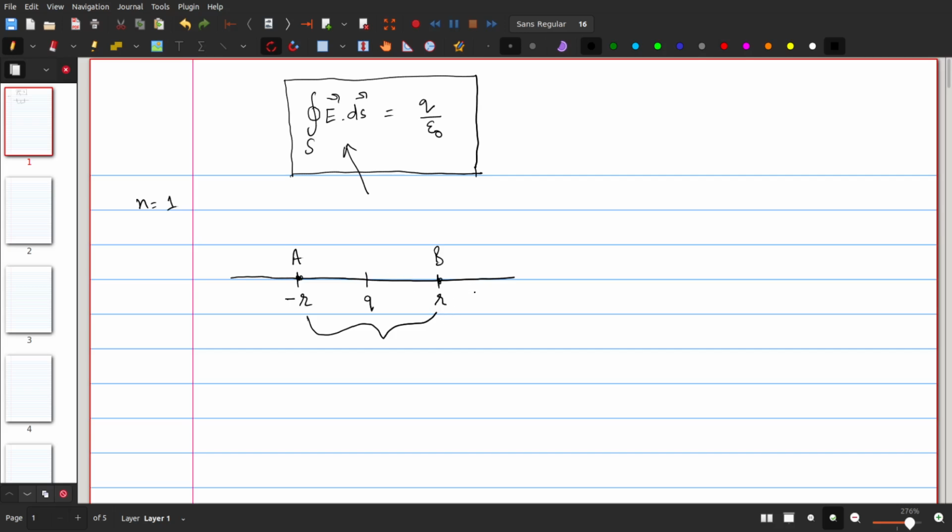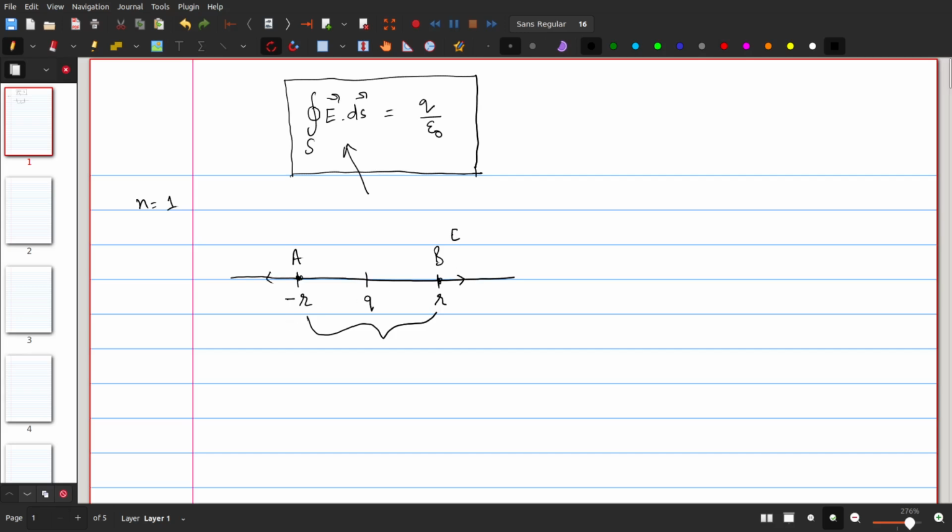Since the magnitude of the electric field depends on the distance, and the direction of the electric field for points to the right of Q is towards right, and for points to the left of Q, the direction of electric field is towards left, and since the direction of the area element is outward pointing from the volume element, the direction of this area element at B is the same as the direction of the electric field at B, as well as at A.